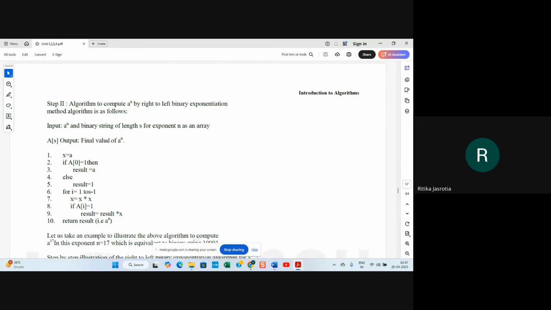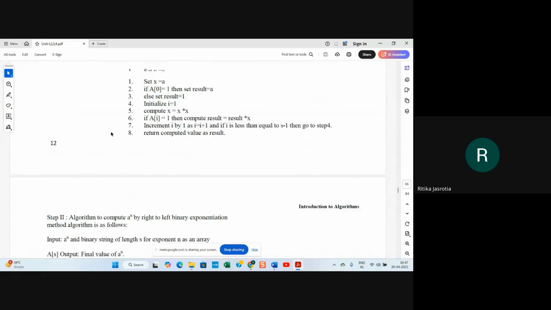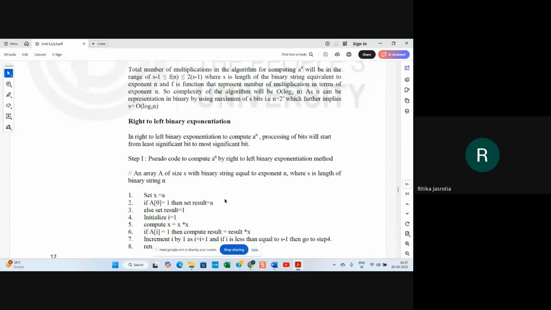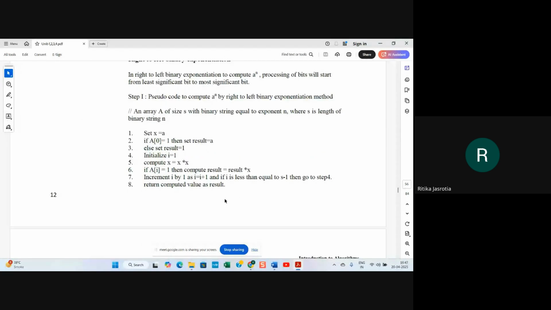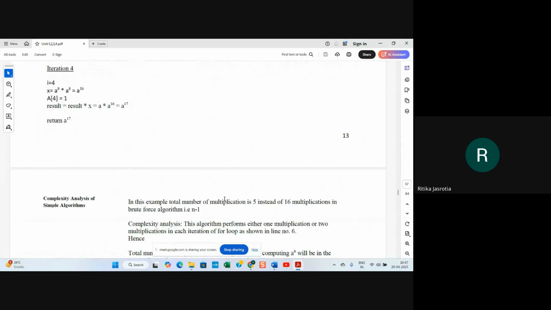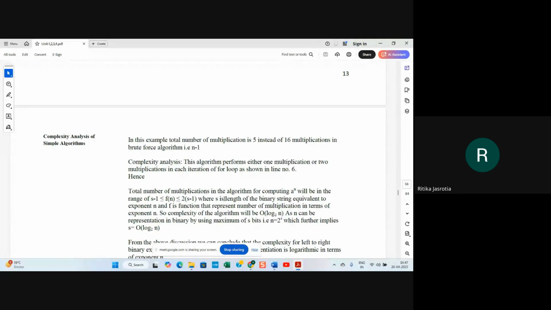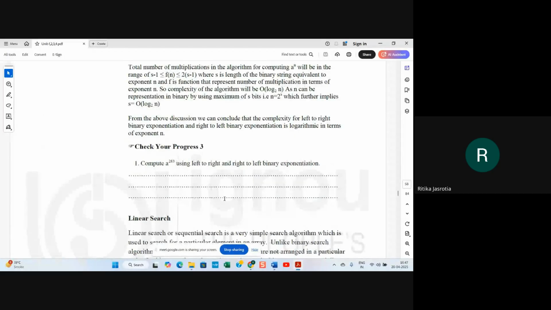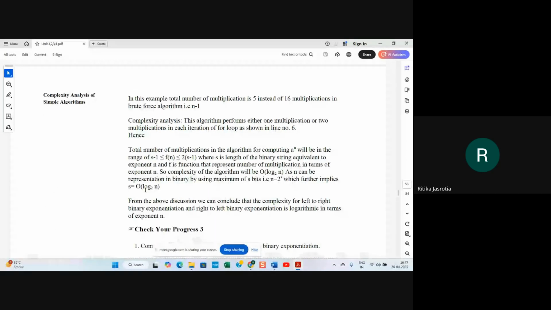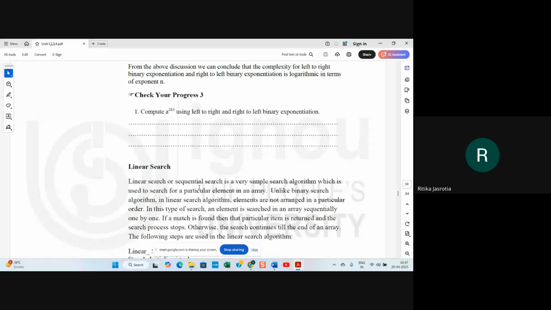From 1 to the maximum you are going, that is right to left, and from the maximum down to 1 or 0 you are going, that is left to right. That is what they are talking about. Again, the same result they are talking about, that it is taking O(log 2 n). Both left to right and right to left are taking O(log 2 n) multiplications.